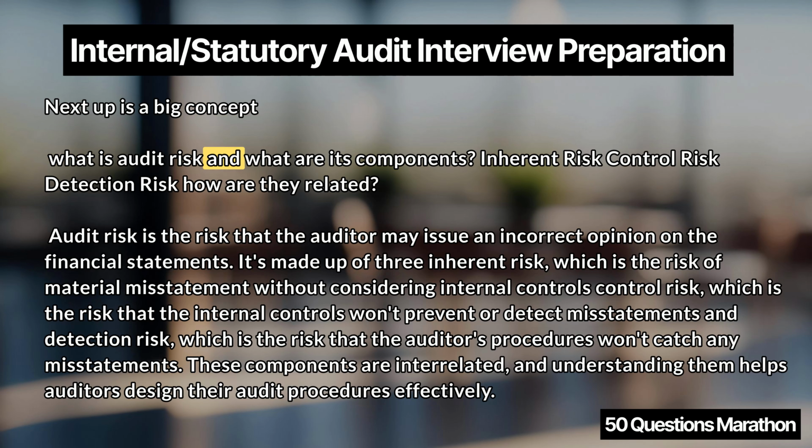Next up is a big concept. What is audit risk and what are its components? Inherent risk, control risk, detection risk. How are they related? Audit risk is the risk that the auditor may issue an incorrect opinion on the financial statements. It's made up of three components: inherent risk, which is the risk of material misstatement without considering internal controls; control risk, which is the risk that the internal controls won't prevent or detect misstatements; and detection risk, which is the risk that the auditor's procedures won't catch any misstatements. These components are interrelated, and understanding them helps auditors design their audit procedures effectively.